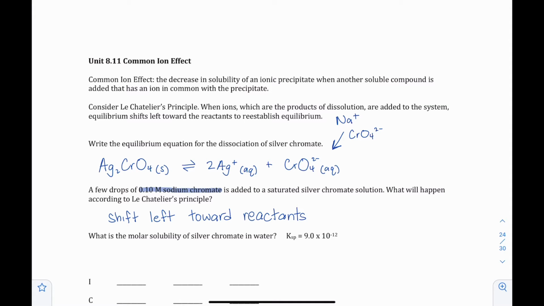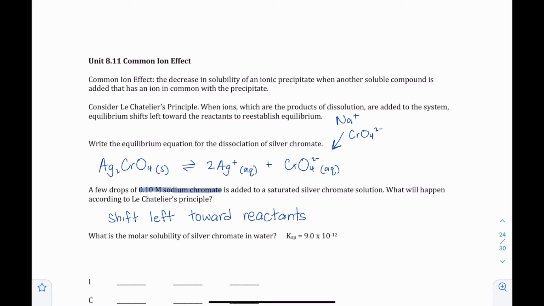In a saturated solution, the solid is in equilibrium with its dissolved ions. If we use silver chromate as an example, the solid silver chromate is the reactant, and the silver and chromate ions are the products. The common ion effect occurs when one of the dissolved ions is added or is already present in the solution. In this example, sodium chromate is added.